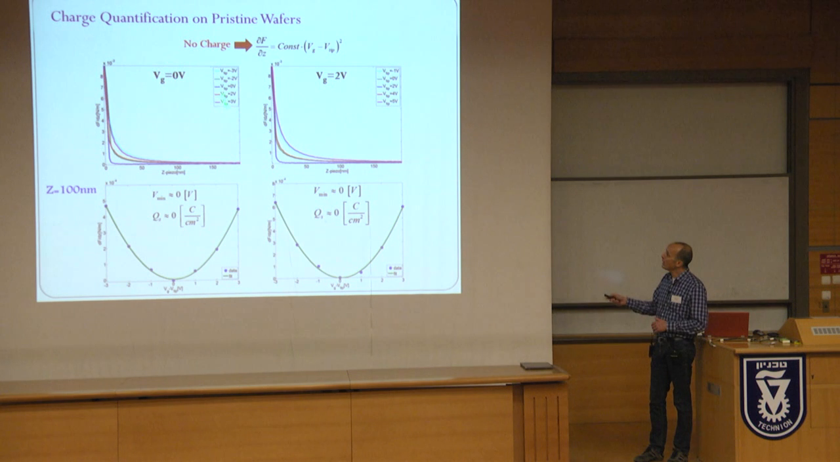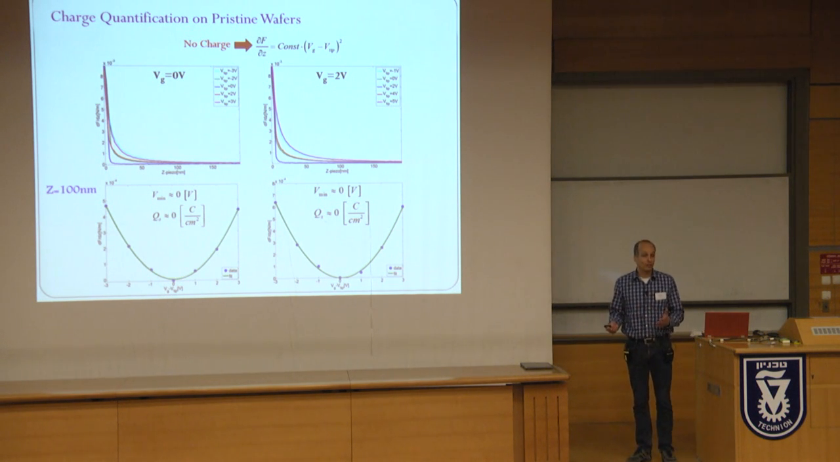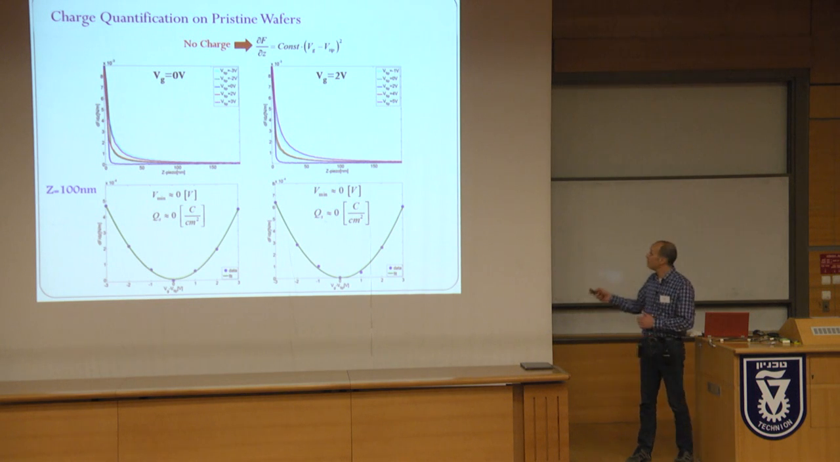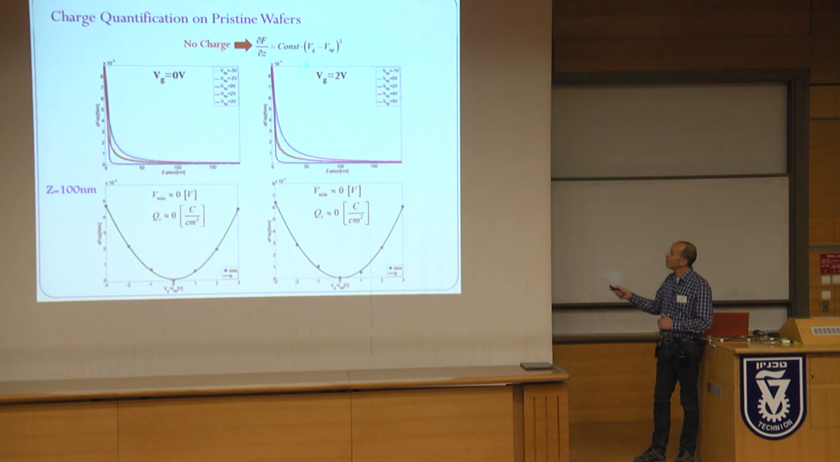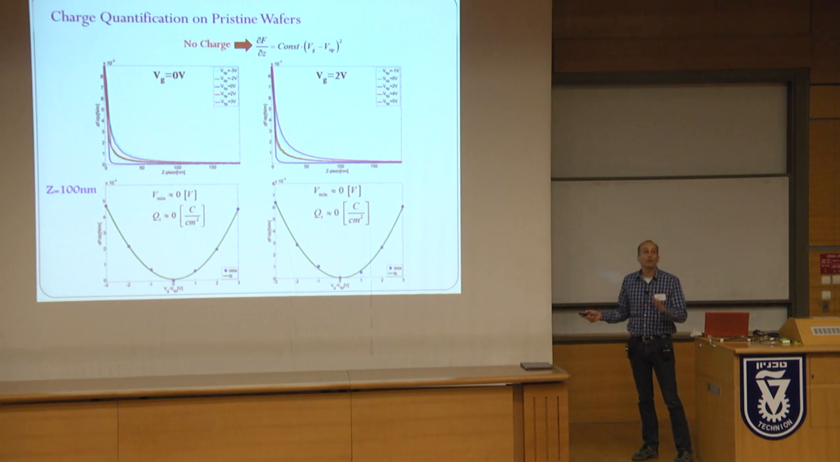What you do is take different V tip. For example, you decide to look at the height at z equal 100, and you see the parabola. From the minimum of the parabola, you can extract the charge, and here you see that the charge is practically 0. You can do more than that. Instead of Vg equal 0, you can set Vg to 2 volts. And now, for different V tip, the one that gives the minimum is different. It's V tip equal 2.